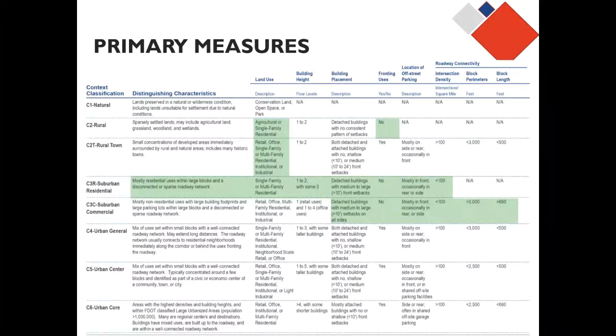When we load all that into the matrix and look at what we're coming up with for our primary measures, this is steering me towards some kind of a C3 condition. Looking at the distinguishing characteristics, mostly residential uses within large blocks and a disconnected or sparse roadway network. Yes, that's starting to look a lot like my C3 suburban residential.